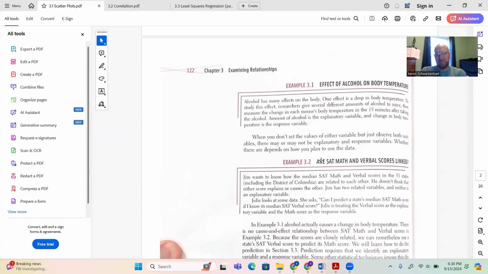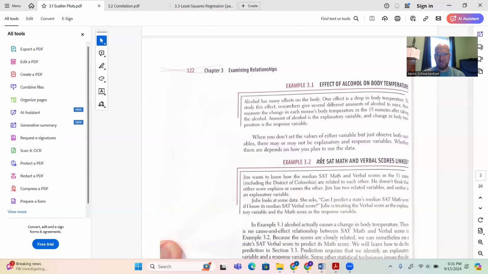Explanatory and response variable. This one is not so clear. You could choose it either way. Jim wants to know how the median SAT math and verbal scores in 51 states, including District of Columbia, are related. So he wants to know how math and verbal are related. He doesn't think either score explains the other. Jim has two related variables. Neither is an explanatory variable.